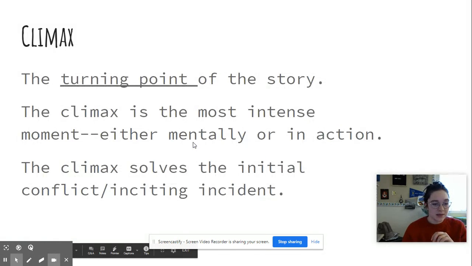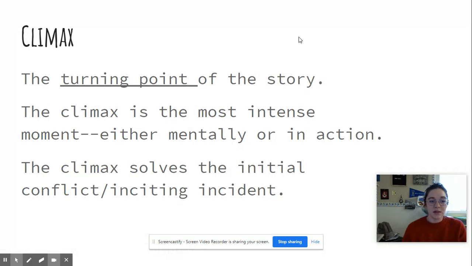If I go to my next slide here, the climax is the turning point of the story. An easy way to try and pick out where our climax is: it will oftentimes be the most intense moment, either mentally or in action. Okay, so there will be the most exciting things happening, there'll be a lot happening, or maybe the character just has an intense emotional moment.